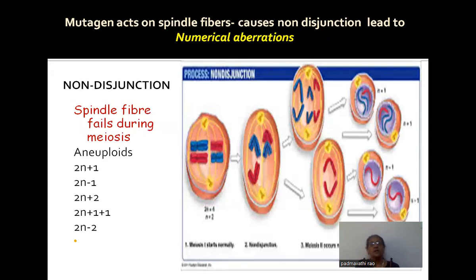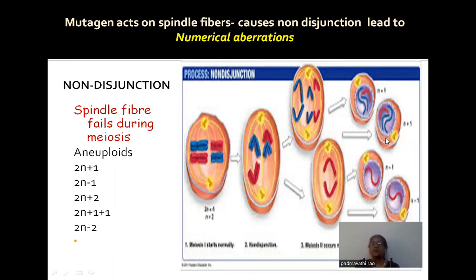So the mutagen acts on spindle fibers, which causes non-disjunction. Generally, in normal meiosis, disjunction takes place, meaning the chromosomes simply move to opposite poles at the anaphase stage. This is the normal case. If the spindle fibers are not formed properly, both homologous chromosomes move to the same pole. As a result, the gametes have deficient and duplicate chromosomes, meaning 50% of the gametes have one extra chromosome and 50% have fewer chromosomes.